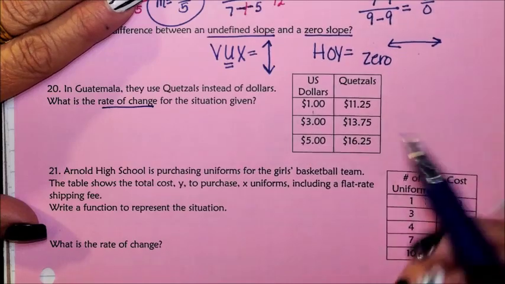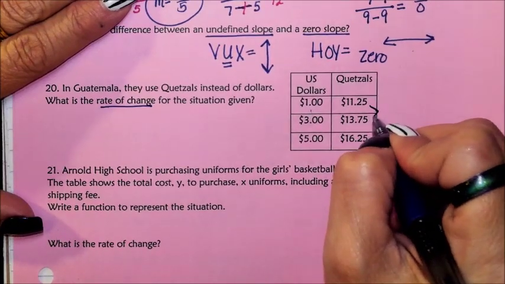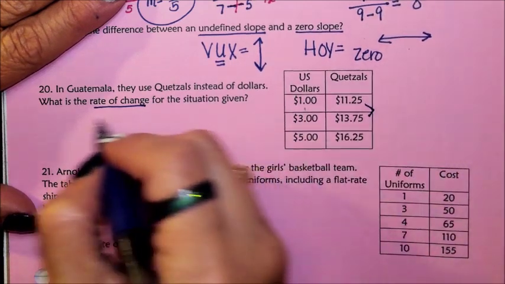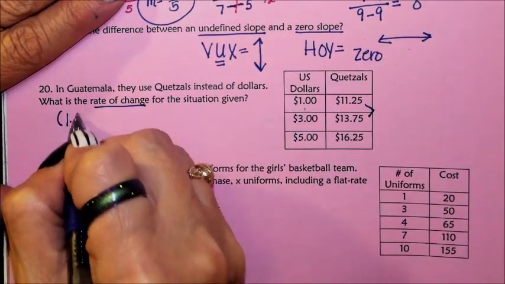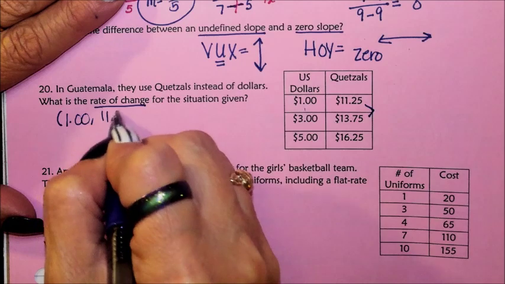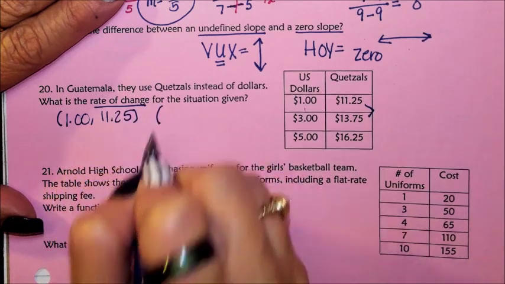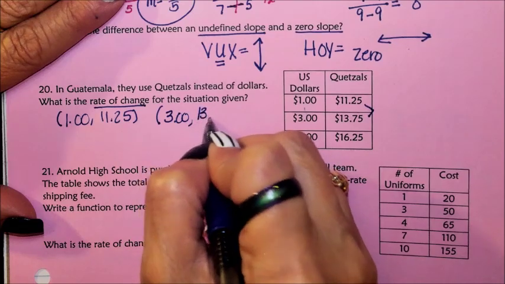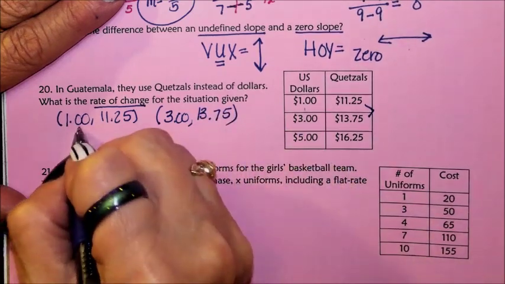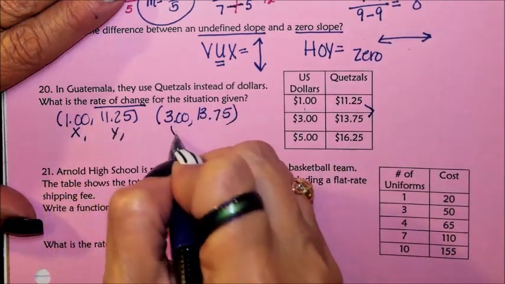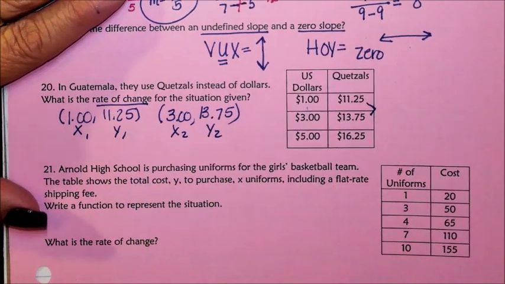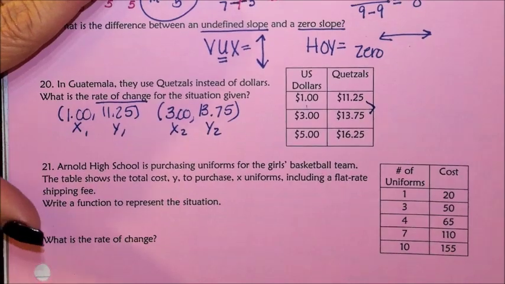So here we go. We got this. I'm going to label, you know what I'm going to do for this? I'm going to do this $1 and $11.25 and $3 and $13.75. I'm going to work it this way. X1, Y1, X2, Y2. I want you to work it, find the slope, the rate of change, and see what you get.